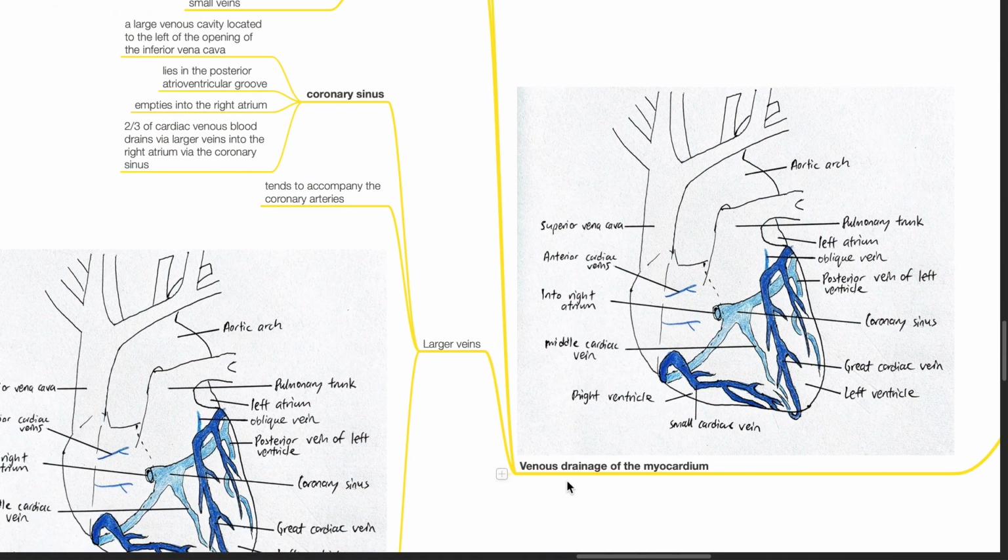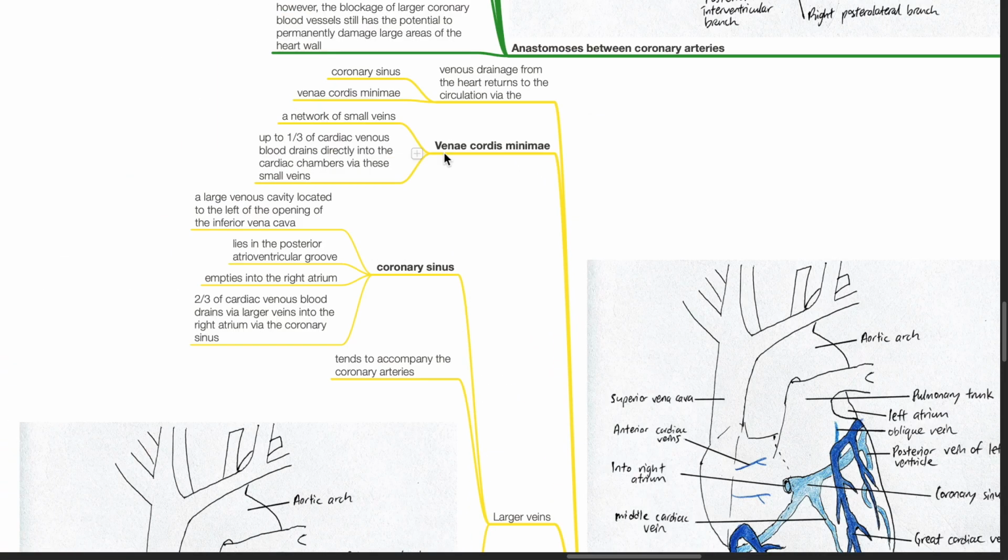Venous drainage of the myocardium. Venous drainage from the heart returns to the circulation via the coronary sinus and the venae cordis minimae. The venae cordis minimae is a network of small veins. Up to 1/3 of cardiac venous blood drains directly into the cardiac chambers via these small veins.